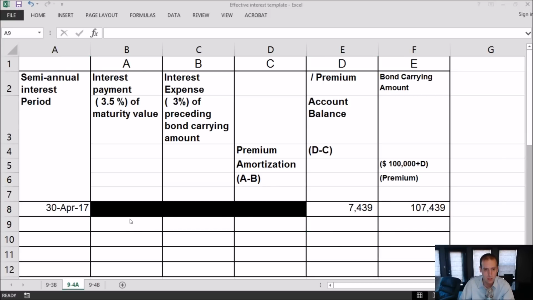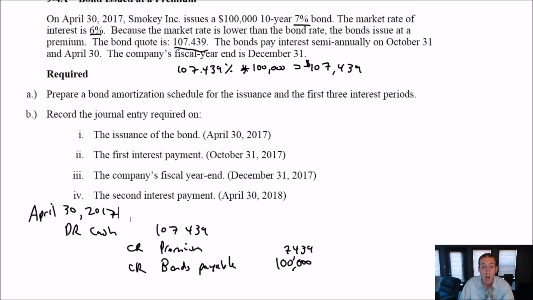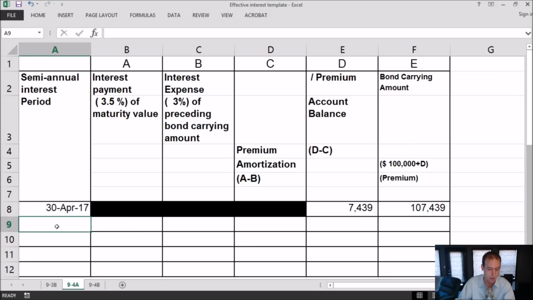Now here's where things get interesting. October 31st, we make our first interest payment. Okay, so that's the next relevant date. It's 6 months later. How much is our interest payment? It's 3.5% of the maturity value of the bond. So I go equals 0.035, that's 3.5%, times the maturity value. Well, that's times $100,000. So it's $3,500.